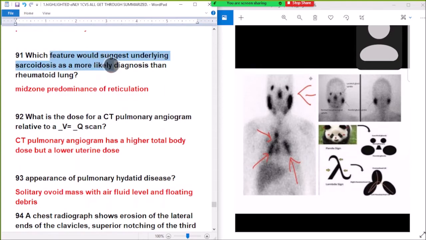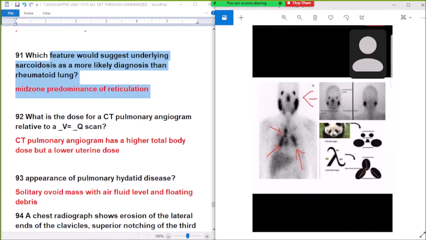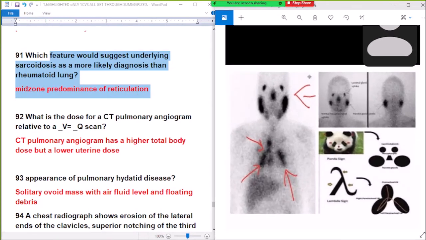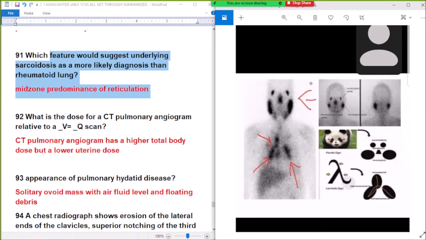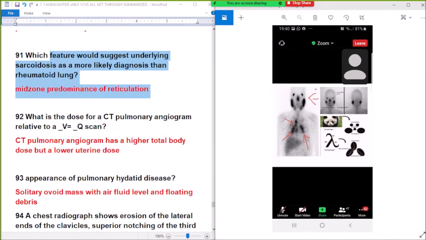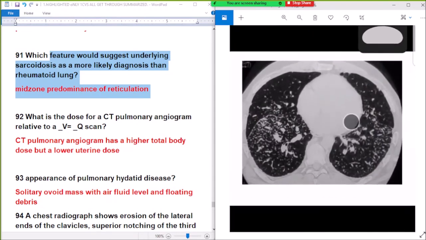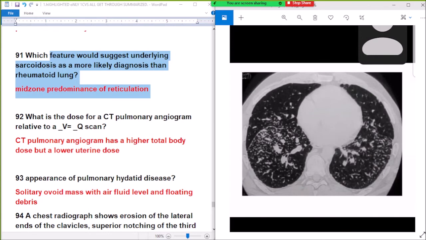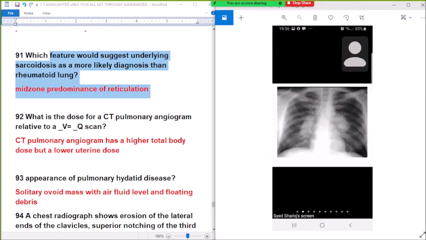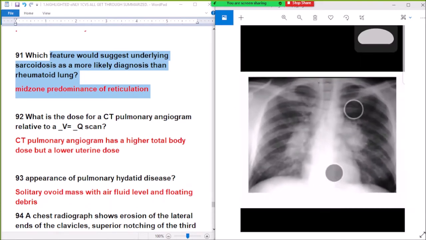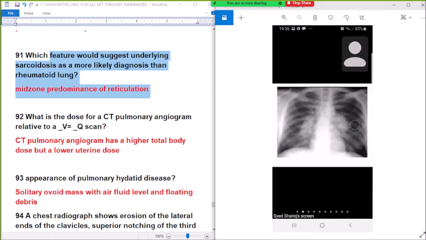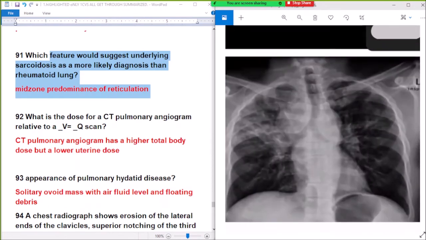Question 91. Which feature would suggest sarcoidosis as a more likely diagnosis than rheumatoid lung? On PET scan, the Panda sign and lambda sign. Mid-zone predominance of reticulation. In sarcoidosis, there is mid-zone predominance of reticulation; it does not go to the periphery.